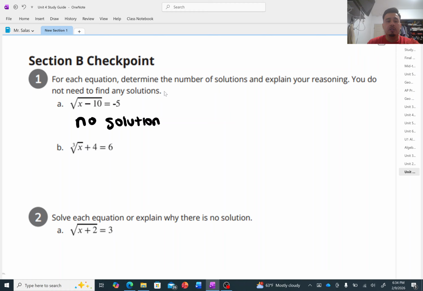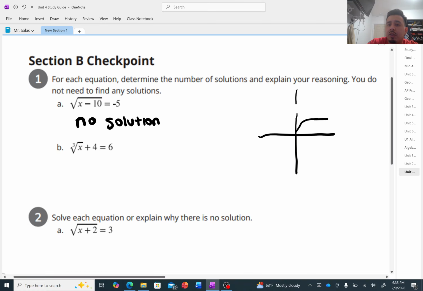Okay, so let's look at B. B says the cube root of x plus 4 is equal to 6. Well, I know for a cube root I'm gonna have, well, let's see. If I look at my graph, by the way, you should all have this graph on your paper. Whoops, having some technical difficulties right here. But the graph of x cubed looks something like this.